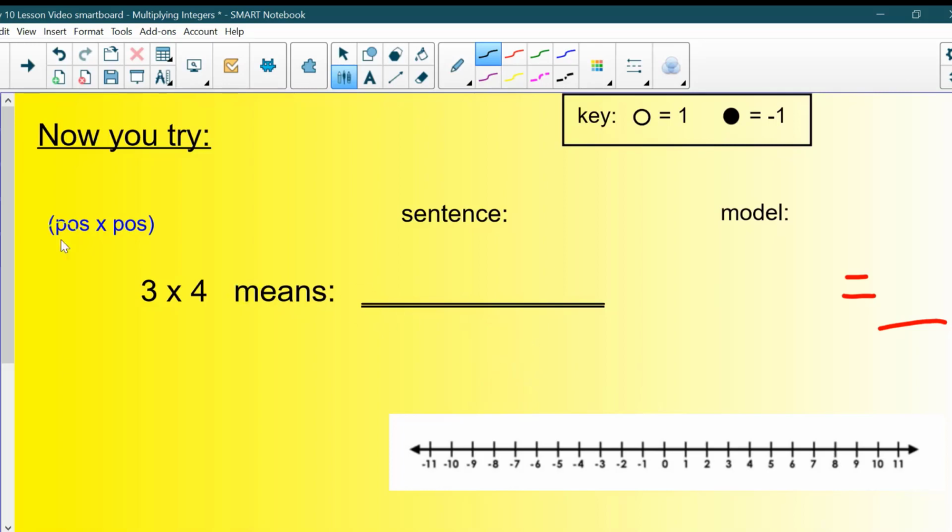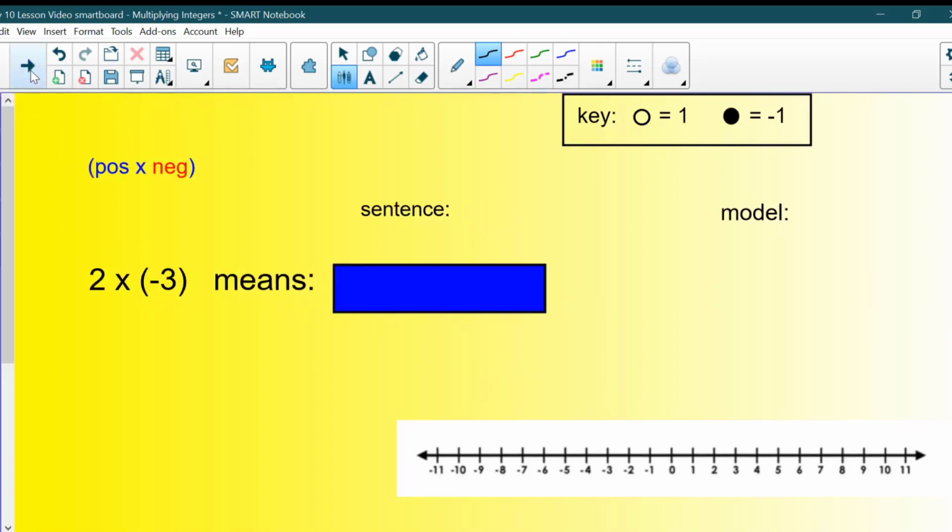All right, so how did you do? So now we're going to move into what do we do when we multiply with negative integers.